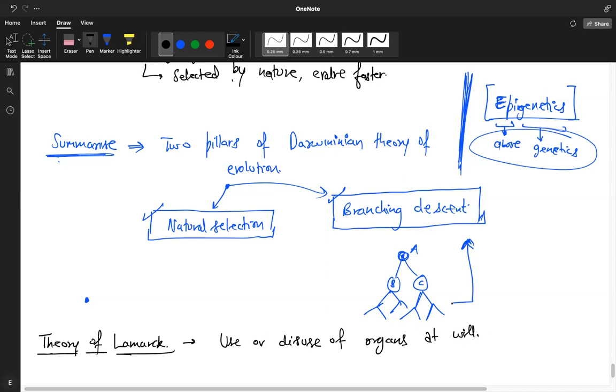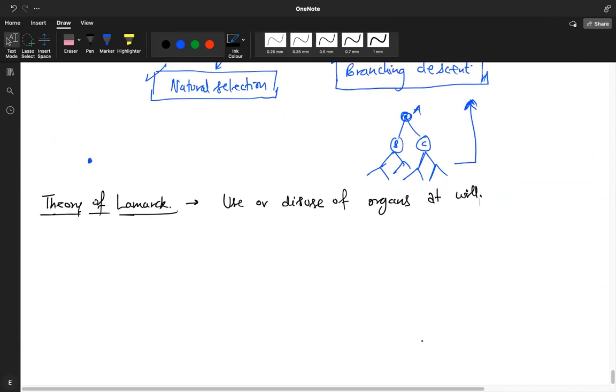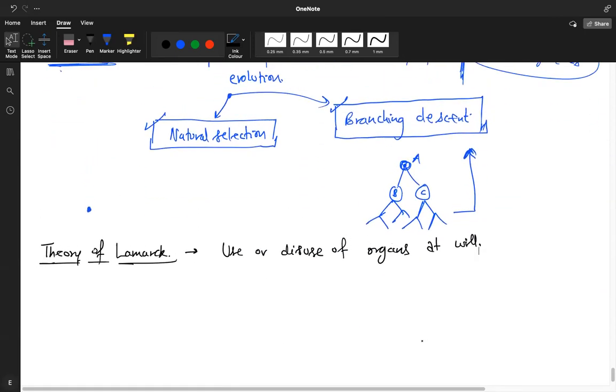Can you repeat the points one more time? Yes, theory of Lamarck stated that evolution is driven by use or disuse. I'm also writing it on here. Use or disuse of organs at will.